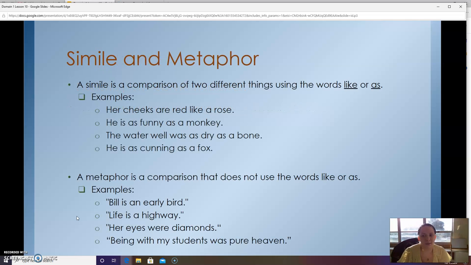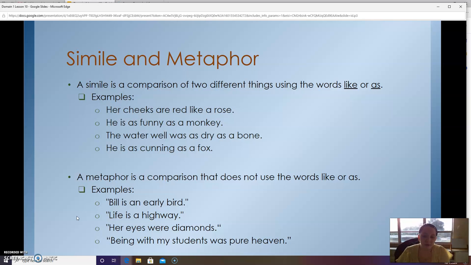So, what is a simile and a metaphor? A simile is a comparison of two different things that use the word like or as. So, her cheeks are red like a rose. He's funny as a monkey, dry as a bone, cunning as a fox. Those are examples of simile. They're comparing two different things using those words like or as.